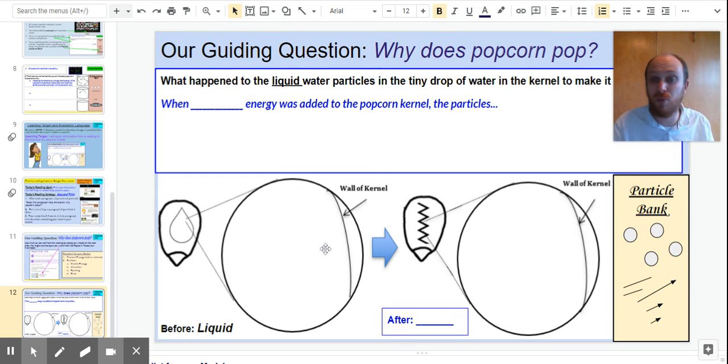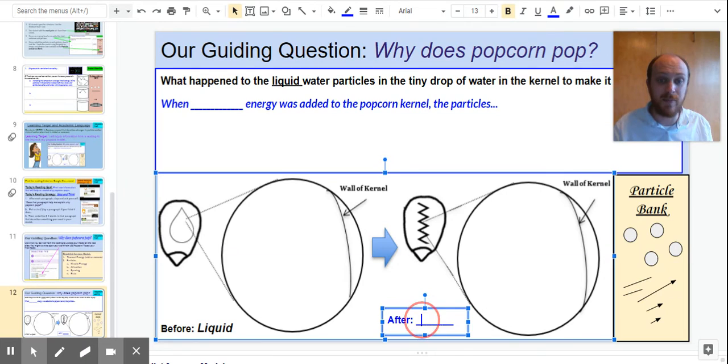You don't have to show pressure if there isn't pressure. It's up to you. After, what state is it in? These particles that we're modeling that start as liquid, what state are they after? That's what I want you to write in here. And then I want you to model them, just like you did before, up on slide 8. Copy and paste these. Use the arrows.